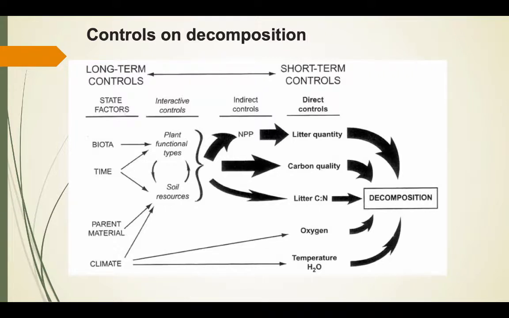So then turning to some of our processes, this is also a slide I showed to remind you that climate, oxygen, and temperature are some of the major controls on decomposition processes, interacting with the soil resource, plant community, and plant functional types, litter quality, leading into the amount of decomposition and how decomposition and carbon turnover and nutrient turnover occur in the long term.